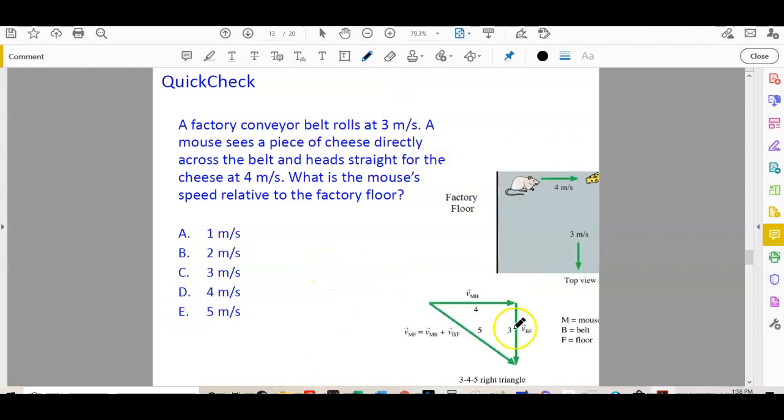And this is basically the transformation that you're doing, right? The mousey relative to the belt has a velocity of 4 meters per second. The belt relative to the factory floor has a speed of 3 meters per second. So the overall velocity of the mouse relative to the factory floor is going to be 5 meters per second. Okay.